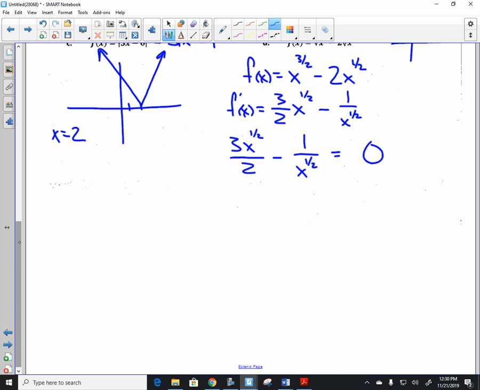Again, a lot of times people want to add it over and cross multiply. I encourage you to make one fraction. It's a better way to deal with it. If I want to make one fraction, how do I do that? Common denominators. What will I multiply top and bottom here by? X to the 1/2. What will I multiply top and bottom here by? 2. What do I get here? 3x minus 2 over.